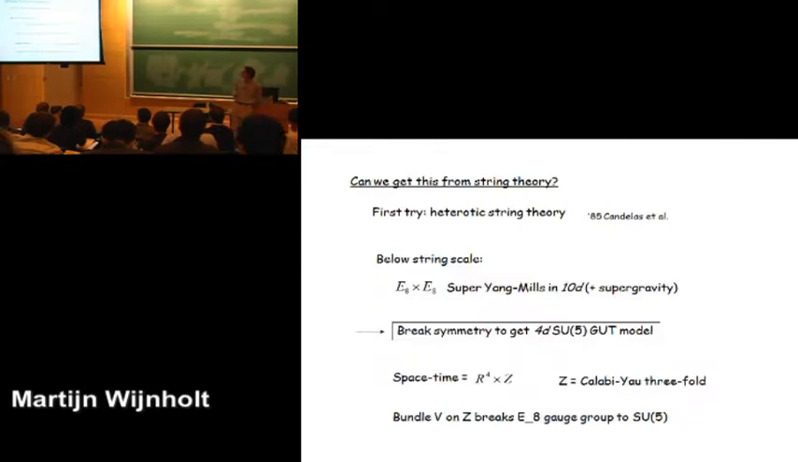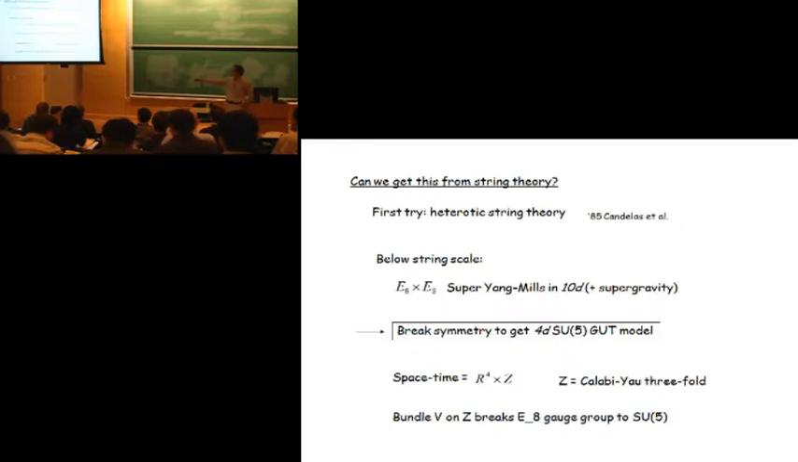So first of all, we break the 10-dimensional Poincare symmetry to 4-dimensional super Poincare symmetry by compactifying. That is, we take the 10-dimensional space-time to be of the form R4 times some internal 6-dimensional manifold. And super Poincare invariance actually requires that this is a Calabi-Yau threefold.